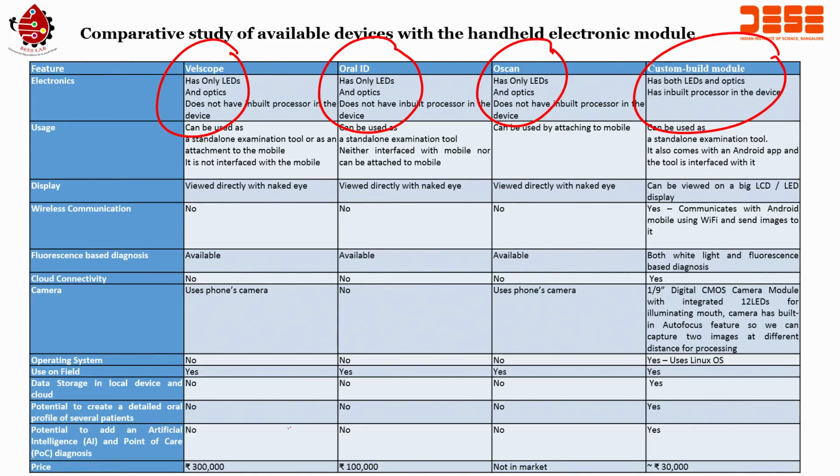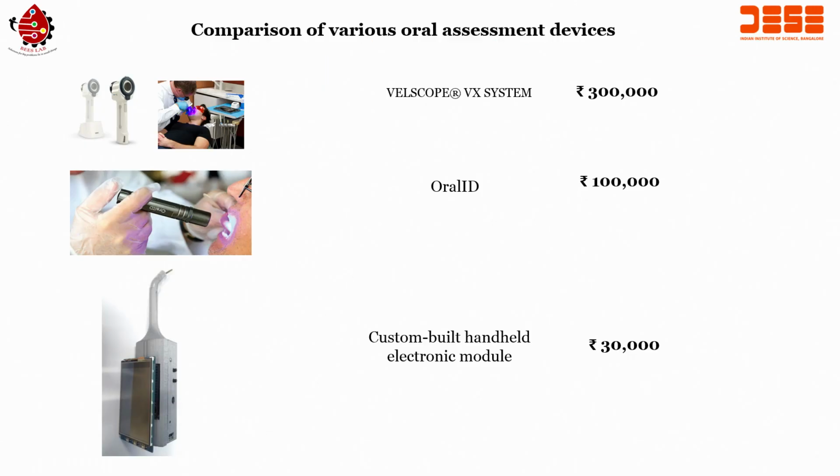I think you cannot see, but if you can see, then this is what I meant. So, the comparison of various oral assessment devices is right over here. This is how the Wellscope system is used. As you can see, we had to rely on the eyesight of a clinician, and he has to see through the Wellscope. It is fluorescence imaging, to understand whether a person is suffering from cancer or not.